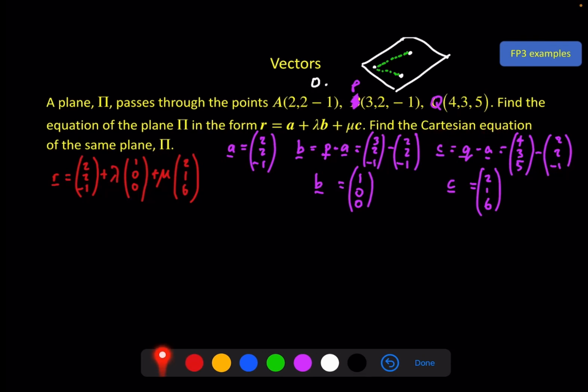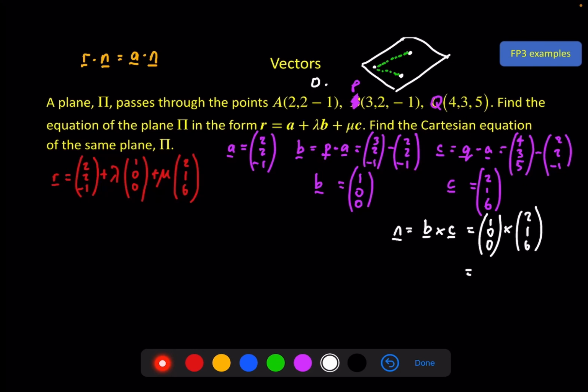To find the Cartesian equation of the same plane, what I'm going to do is go through r dot n equals a dot n, and then replace r with x, y, z. So I need to know what n is. And n is the cross product of two non-parallel vectors in the plane. And those zeros make this a little bit easier. First element is 0, minus 6, and 1.